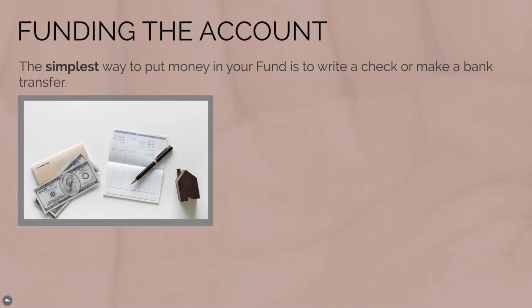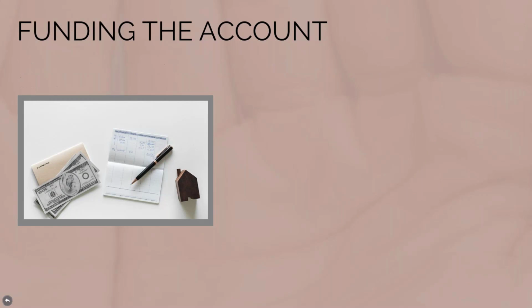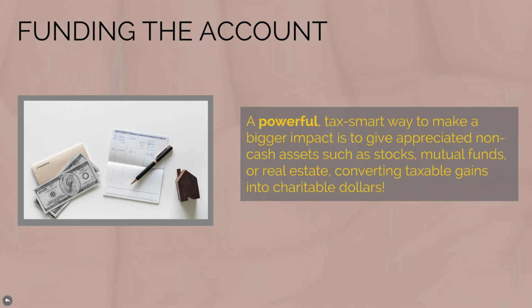How is the account funded? Well, the simplest way to do so is simply to write a check and move money into the donor advised fund. But a more powerful tax savvy way to make a bigger impact is to give appreciated non-cash assets, whether those be stocks or mutual funds or real estate, where you can then convert taxable gains into charitable dollars.